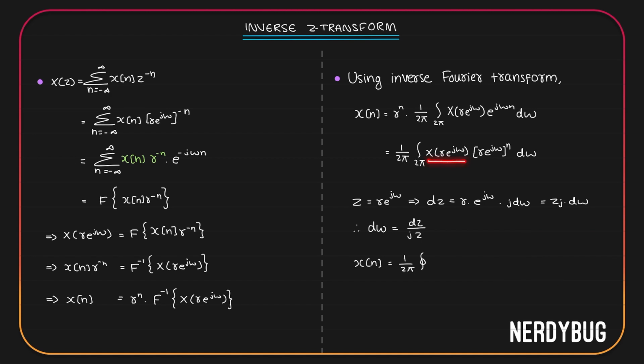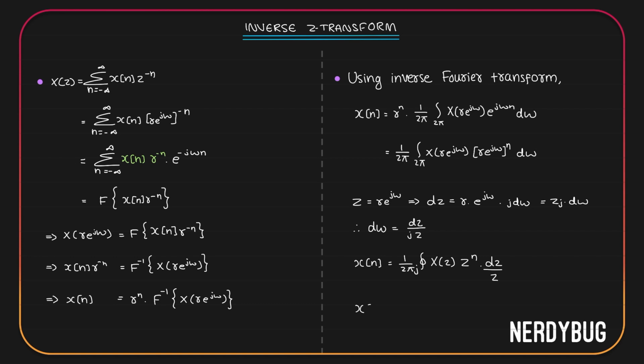X of r e raised to j omega will become x of z. R e raised to j omega to the power n will become z raised to n. D omega becomes dz by jz. So we can write dz by jz. Let us take the j from here and put it with 2 pi because it's a constant. We have a z raised to n divided by z. It will become z raised to n minus 1.